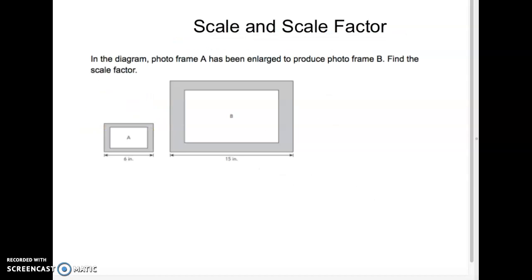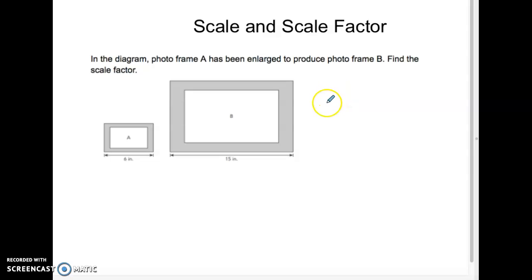Let's move on to the next example. Now, I'm going to give you a little reminder here about scale and scale factor because the activity you have to do today will have a little scale and scale factor in it. So in the diagram, photo frame A, right here, has been enlarged to produce photo frame B. Find the scale factor.